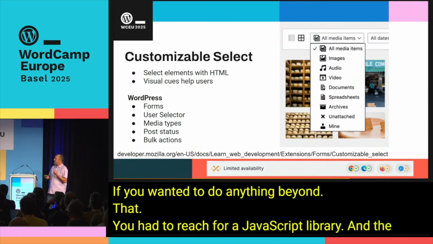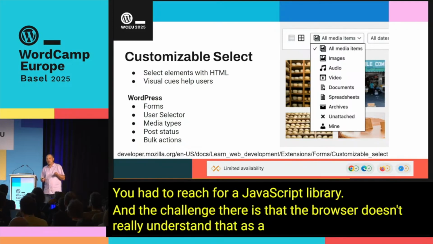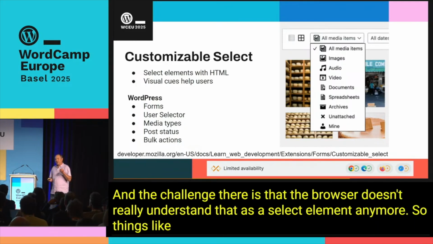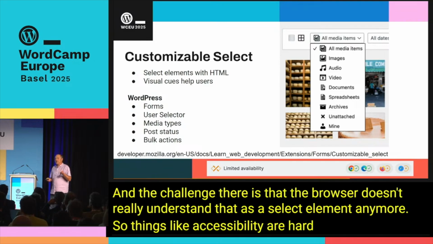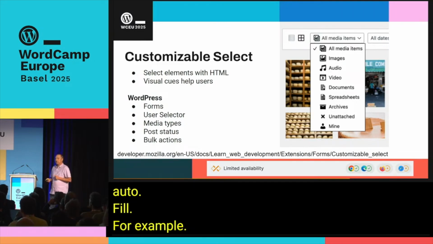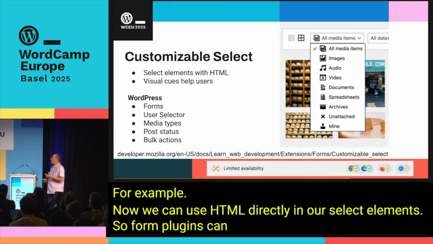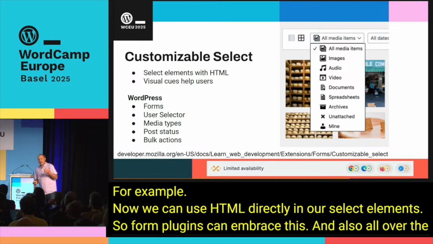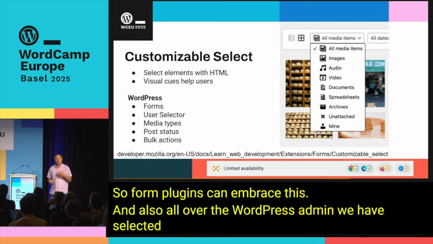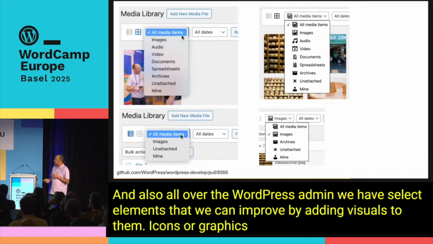And the challenge there is that the browser doesn't really understand that as a select element anymore. So things like accessibility are hard, and you don't get autofill, for example. Now we can use HTML directly in our select elements. So form plugins can embrace this, and also all over the WordPress admin, we have select elements that we can improve by adding visuals to them, icons or graphics. So I've got some examples of that.